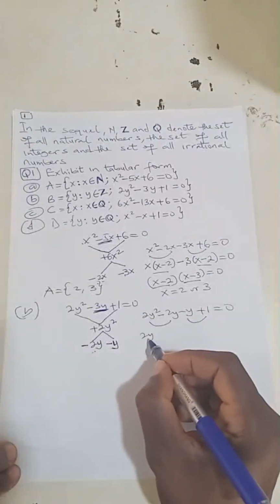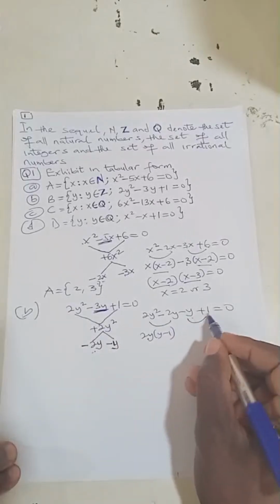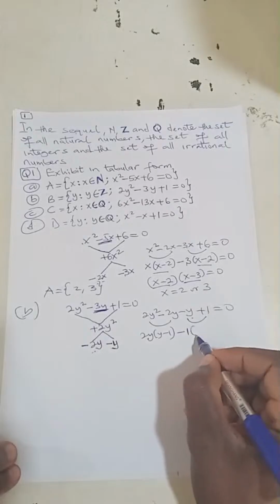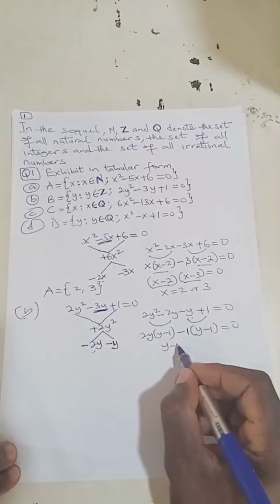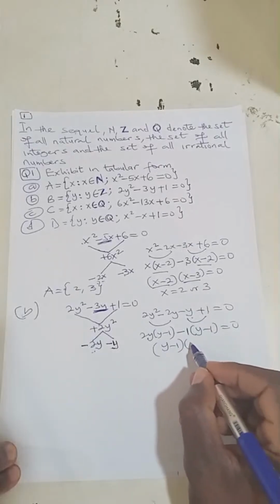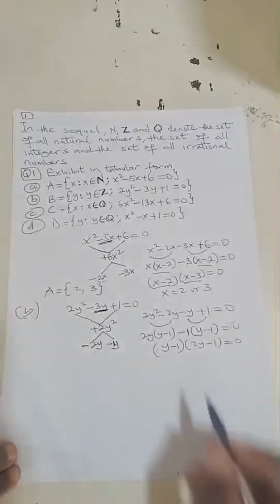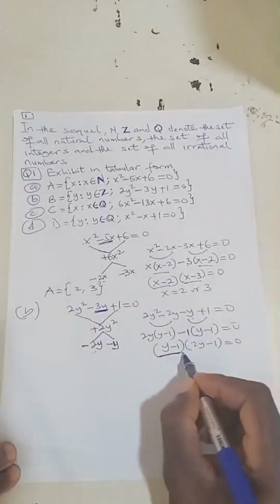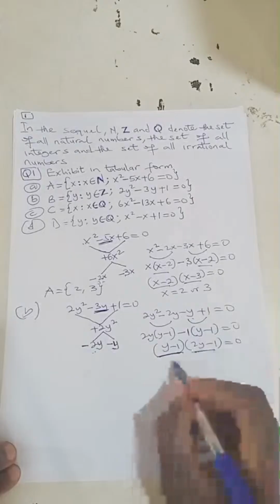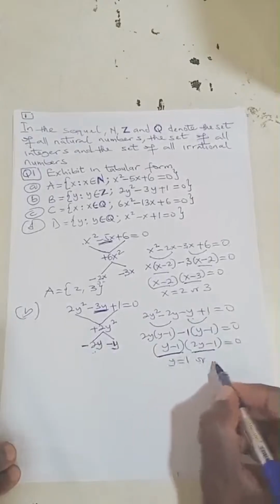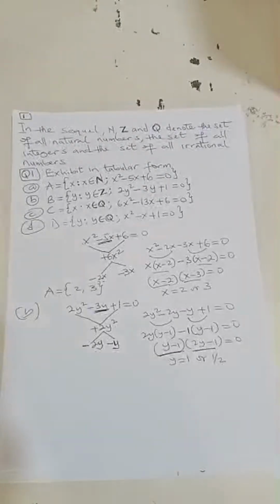Then pair this one, pair this one. 2y is common. Take it out. Then we have y minus 1. Here, y and 1, minus 1 is common. And we have y minus 1 equal to 0. So this gives us y minus 1 into bracket 2y minus 1 equal to 0. So this implies y minus 1 is equal to 0, and 2y minus 1 is equal to 0. So y is equal to 1 or 1 over 2. So that's what we have in that case.